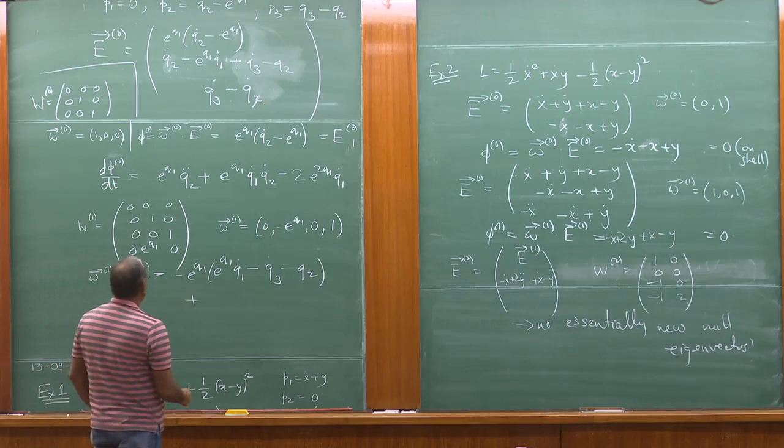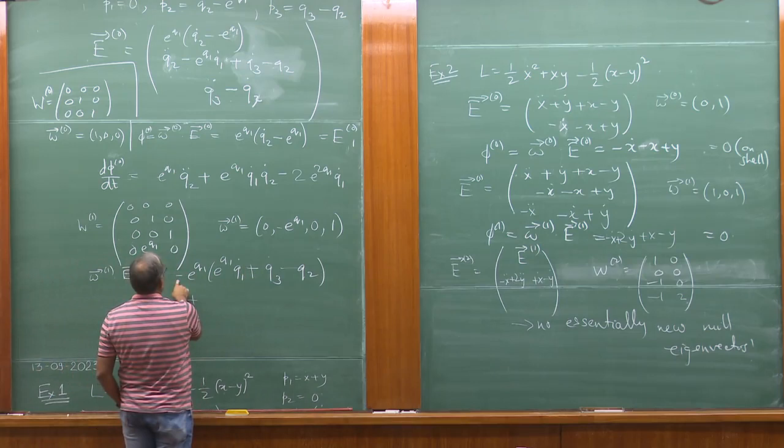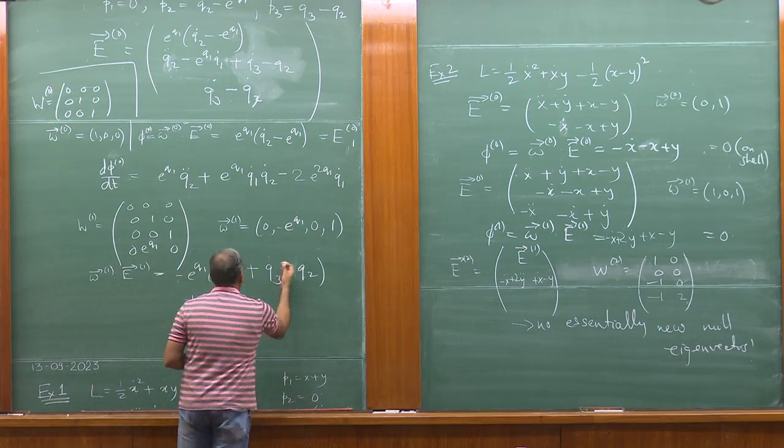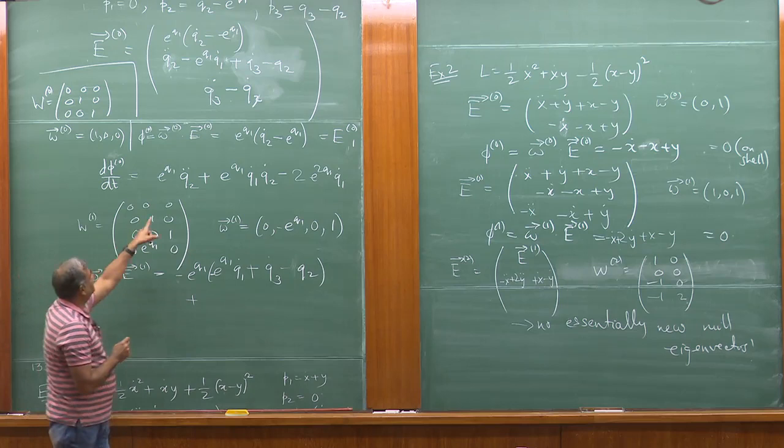That's just this term, plus Q3 dot, right. Exactly. And I hope this one was a minus. Okay, there's a minus e to the Q1. The minus e to the Q1 is just a minus e to the Q1 from the W. This is a minus, then it's a plus, this is a minus. Exactly. So plus, and then plus this term, e to the Q1.